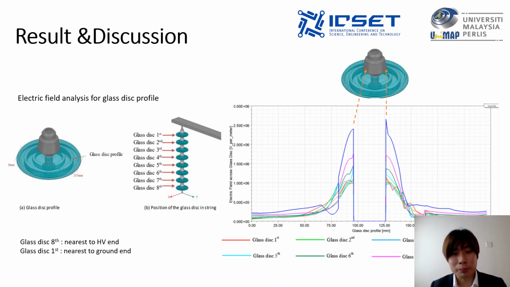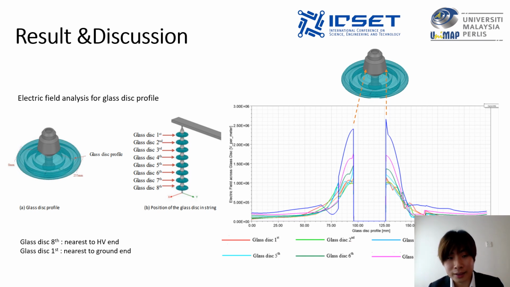In the results and discussion part of the research, the electric field distribution across the glass units is analyzed. We can see from the diagram, the electric field distribution across the symmetrical red line is studied for every piece of the glass unit. It follows the position. Glass unit number 1 is nearest to the cross arm, which represents the ground, while glass unit number 8 is closest to the high voltage arm. At the right, the results show glass unit number 8 has the highest electric field distribution, meaning glass unit number 8 is the critical part of the insulator, experiencing the highest electrical stress.